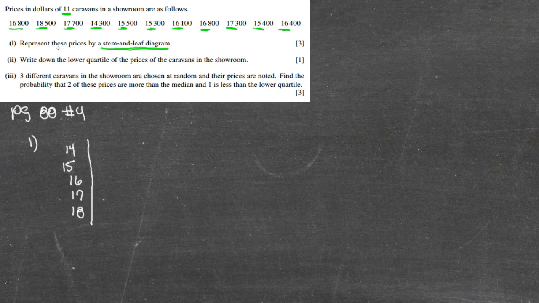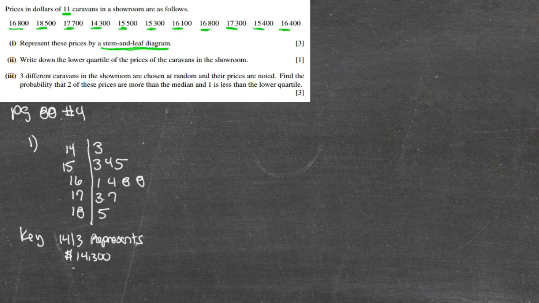All I have to do now is pick out the different numbers that match up. I've got 14, 3, that's the only 14. There's 3 with 15, so I've got a 3 and a 4 and a 5, 4 16s, 2 17s, and 1 18. Count them all up, make sure you've got 11, and make sure you write a key. Always put a key on any kind of graph that you make. This is going to be 14. Make sure you put dollars here because we're talking about money. It's got to tell people what's going on.